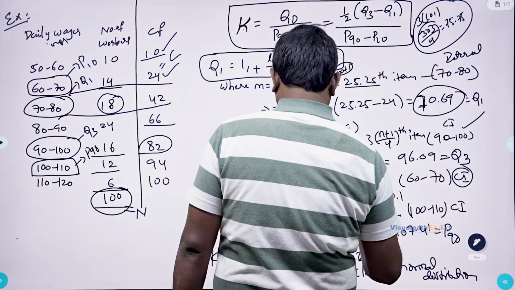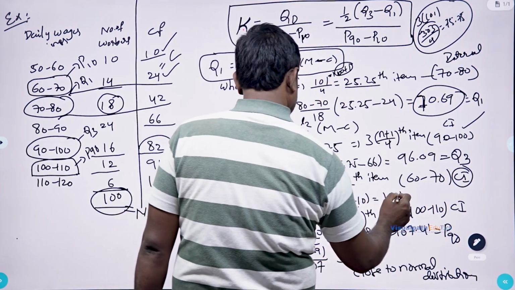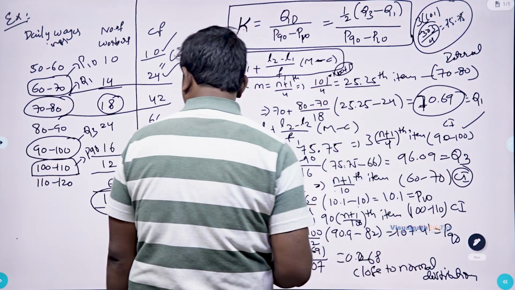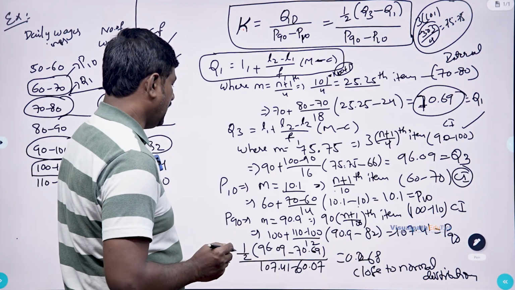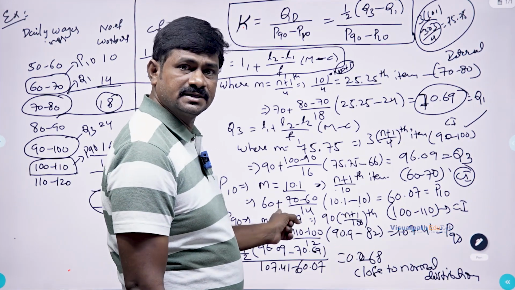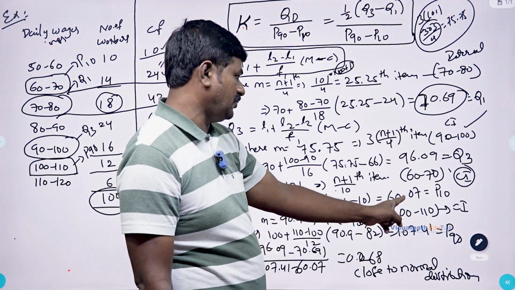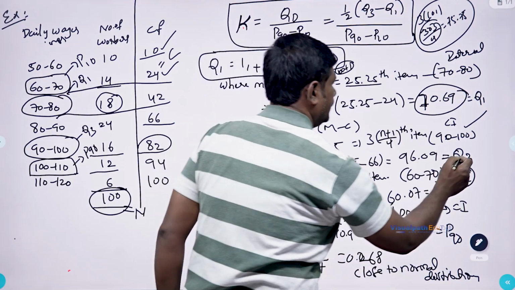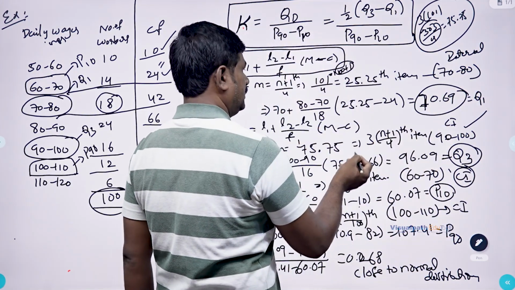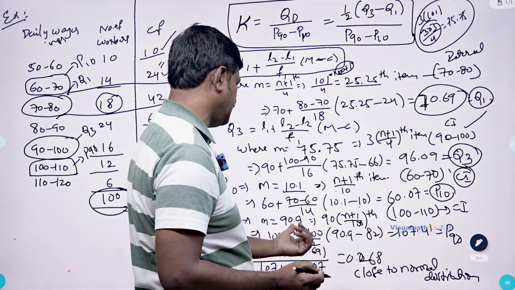Next, here we have to take this: this is P90 and this is 10.1, which is equal to the P10 value. So all these values we have calculated here. Next, the P10 value will be 60 plus (70 minus 60) by 14, then 10.1 minus 10, that is equal to 60.07, which is P10. Here we have the Q3 value, the P10 value, and also Q1 and P90.